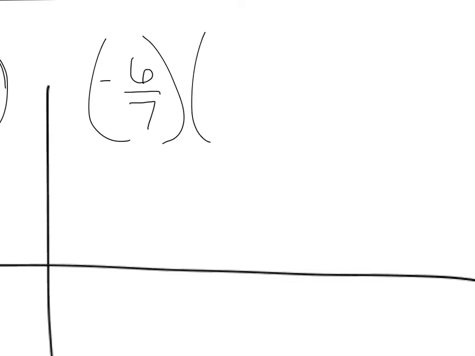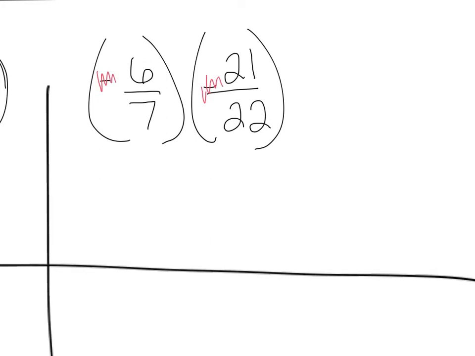Okay, let's try negative 6 over 7 times negative 21 over 22. First thing I look for, if I know I have positive and negatives, if I have a negative times a negative, I know a negative times a negative gives me a positive answer. Once I recognize that, I'm going to cross out those negative signs because they're not really doing a whole lot except getting in the way.